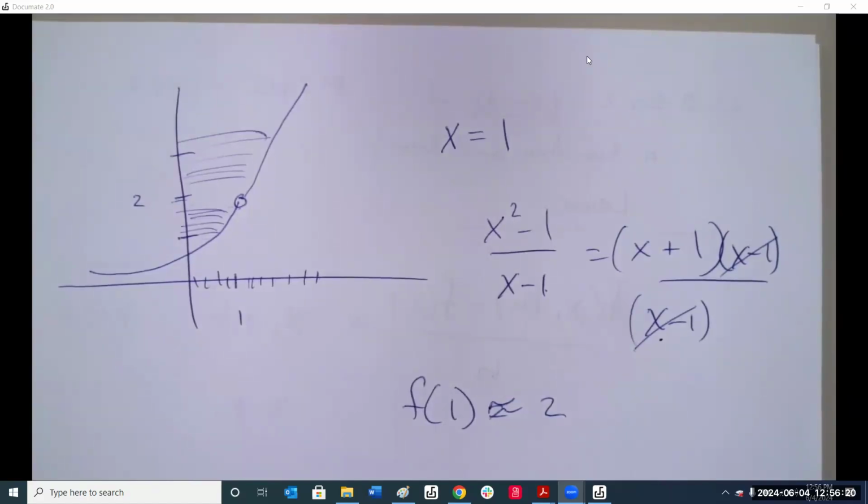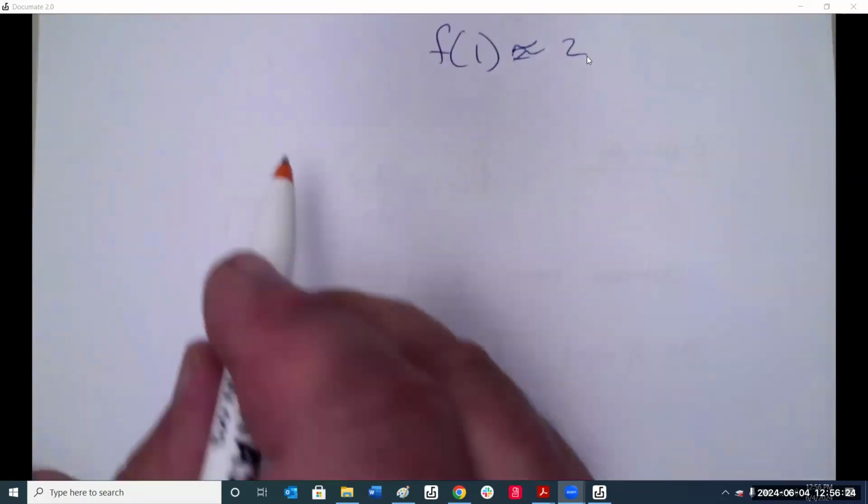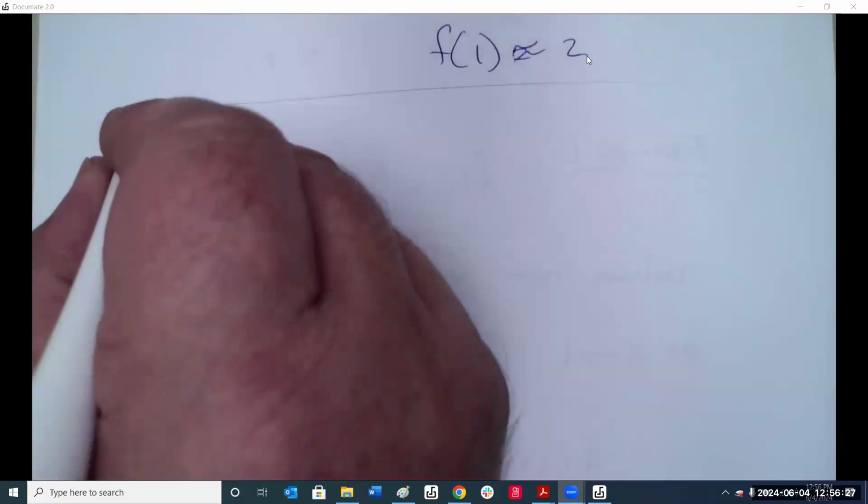Let's look at the examples. So here's the informal definition.